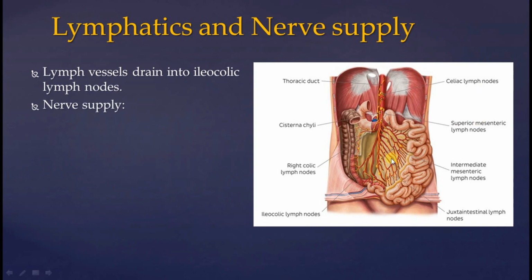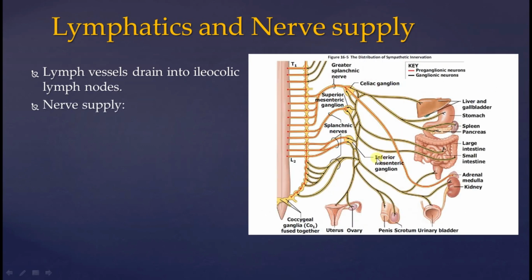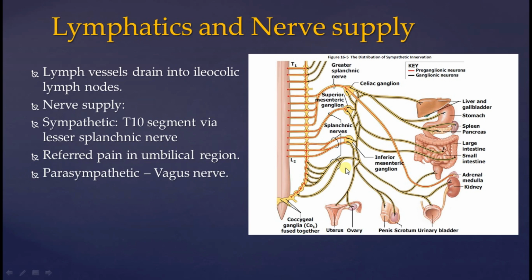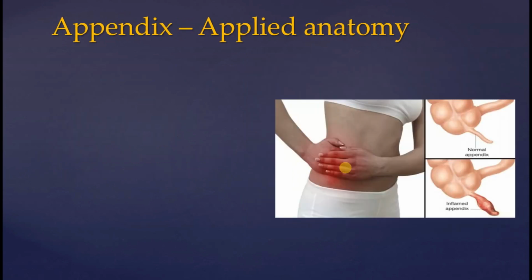Nerve supply: sympathetic is from the T10 segment of the spinal cord through the splanchnic nerves. They supply the appendix. Because of this T10 innervation, and the umbilicus has the same T10 innervation, the referred pain of appendicitis is sometimes felt at the umbilicus. Parasympathetic supply is by the vagus nerves.